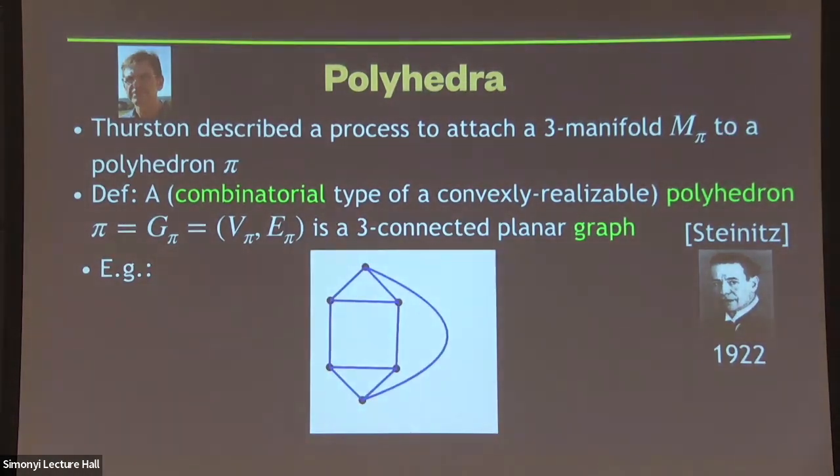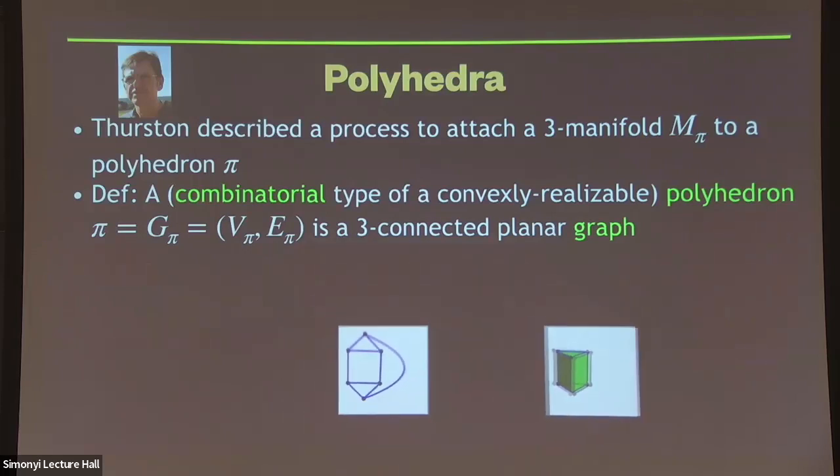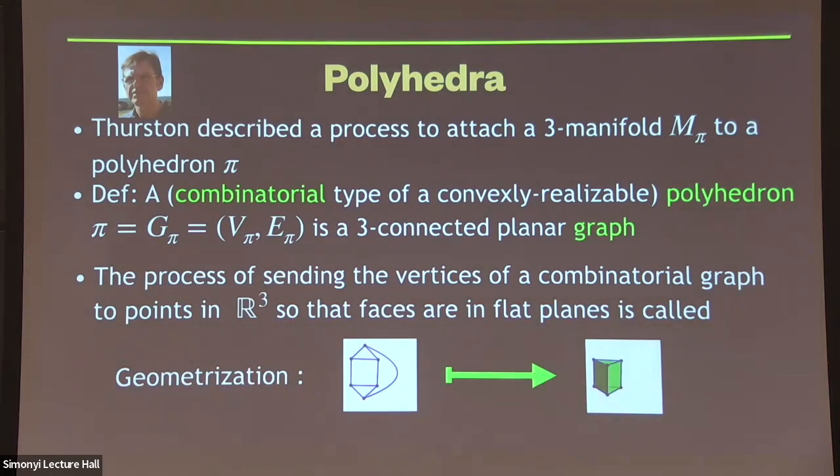So this one's a little less obvious. It's another three-connected planar graph. It's a triangular prism, exactly right. So you just stand these things up and you get a triangular prism. Okay. So this map, where you take the abstract vertices and edges and realize the vertices in space so that the faces lie in flat planes and the edges are all straight lines, is called geometrization.